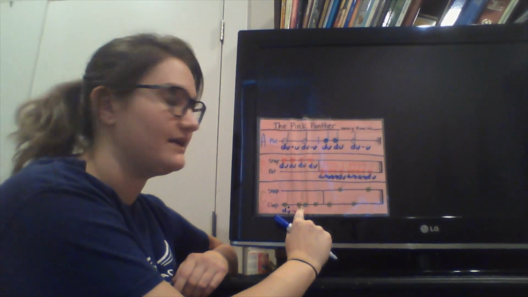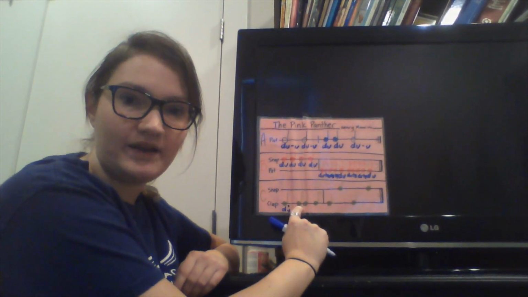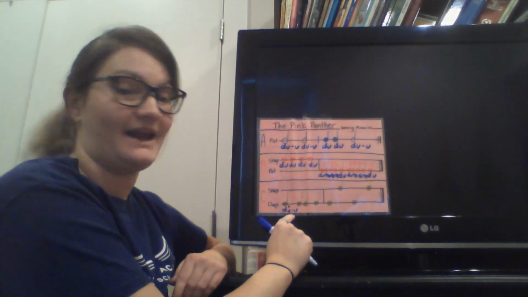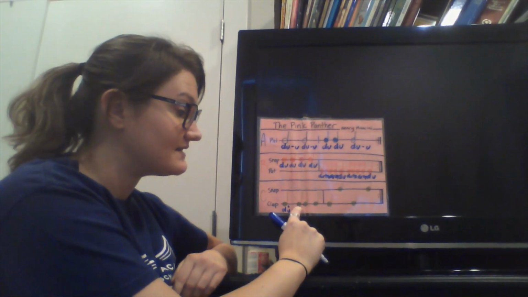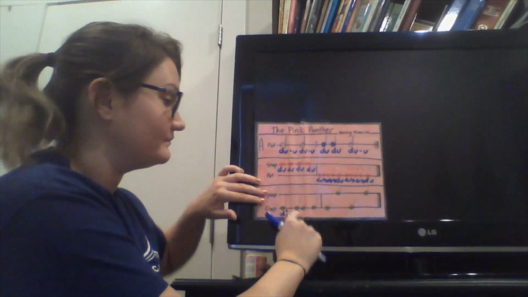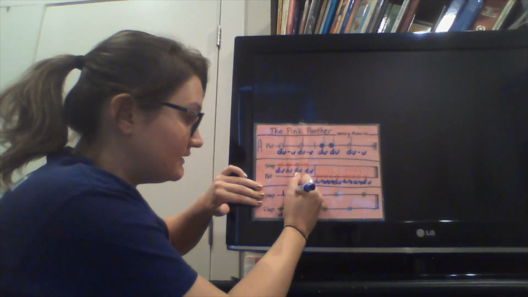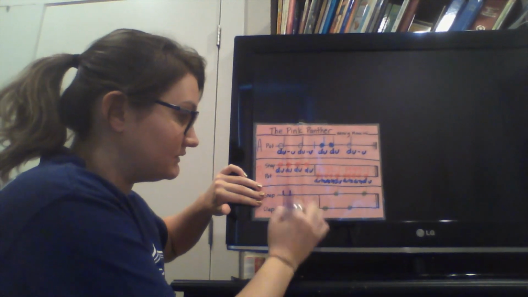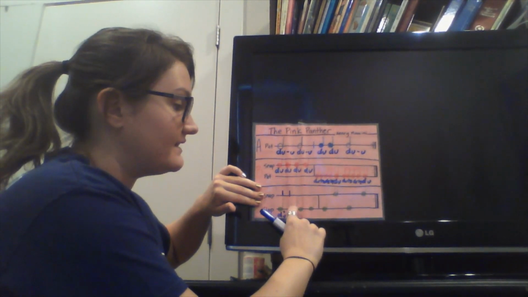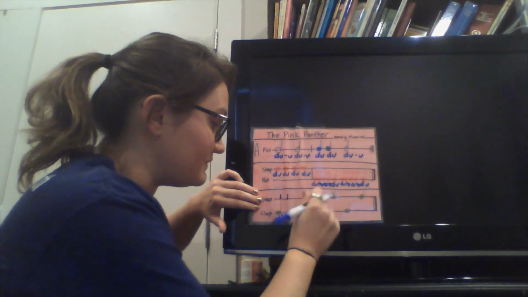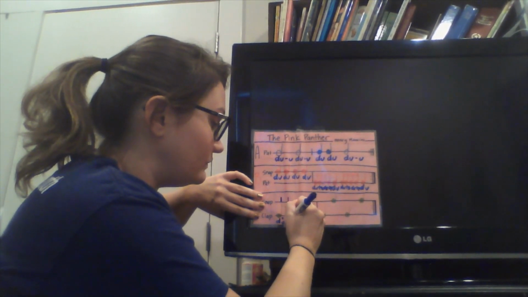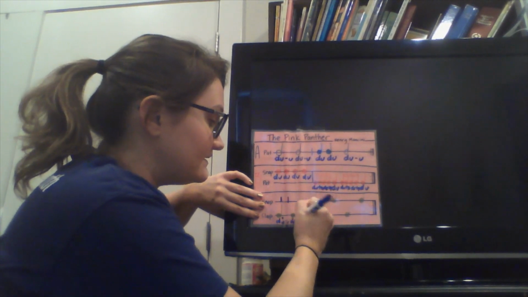Next, we have an eighth note, and because this takes up 1.5 beats, this eighth note starts on the half of the second beat. So we have beat 1, beat 2, here where we say that second ooh. Because this one starts on the half of the beat, we say day. So we have do, day.